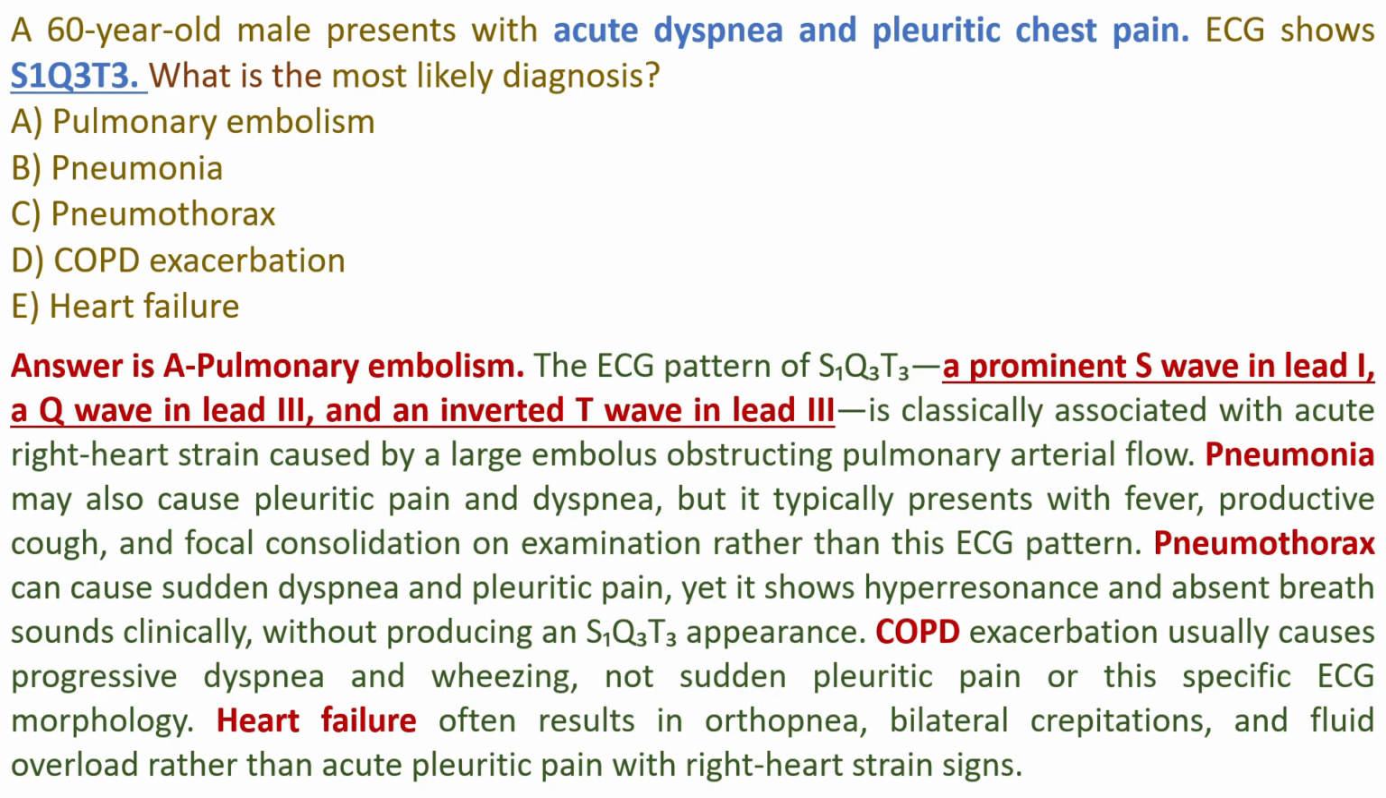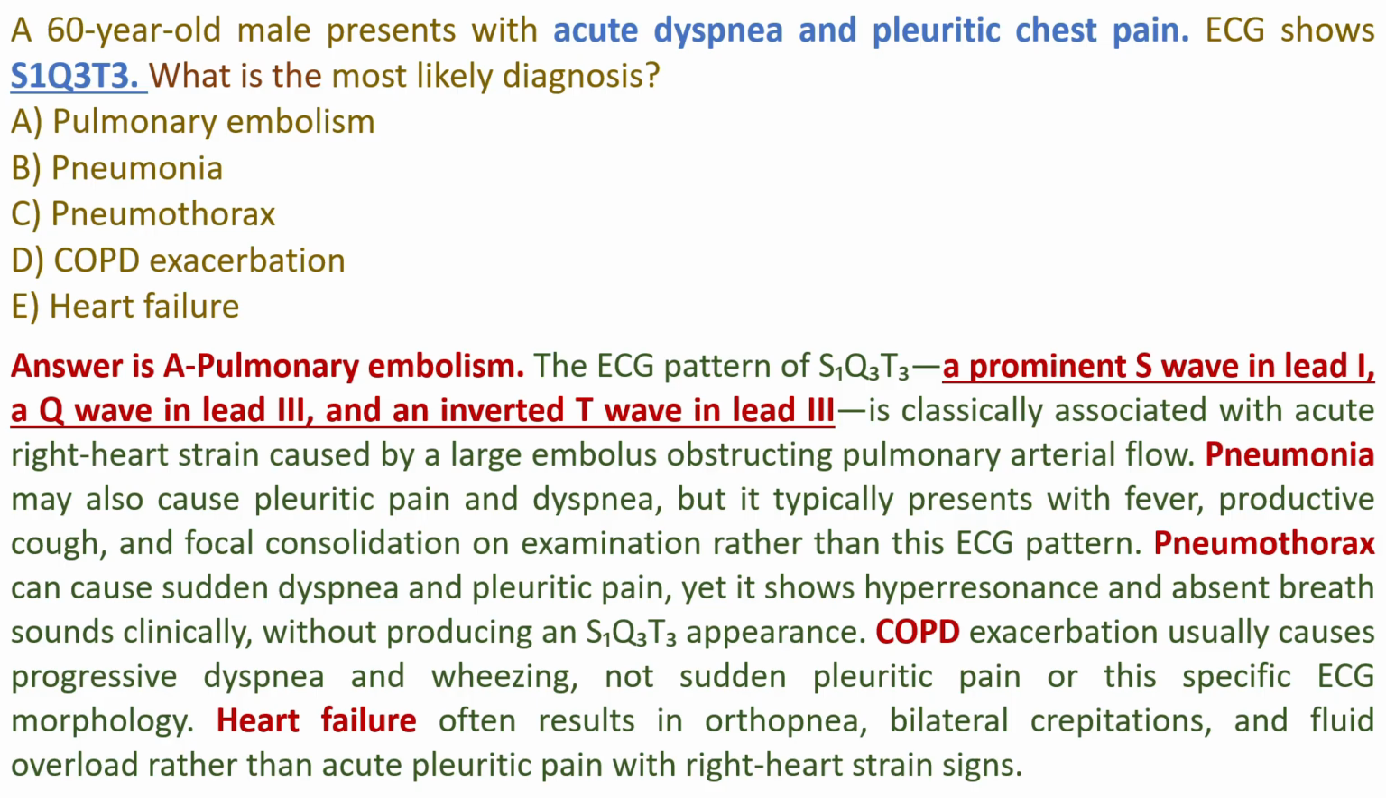The ECG pattern of S1, Q3, T3, a prominent S wave in lead 1, a Q wave in lead 3, and an inverted T wave in lead 3, is classically associated with acute right heart strain caused by a large embolus obstructing pulmonary arterial flow. Pneumonia may also cause pleuritic pain and dyspnea, but it typically presents with fever, productive cough, and focal consolidation on examination rather than this ECG pattern.